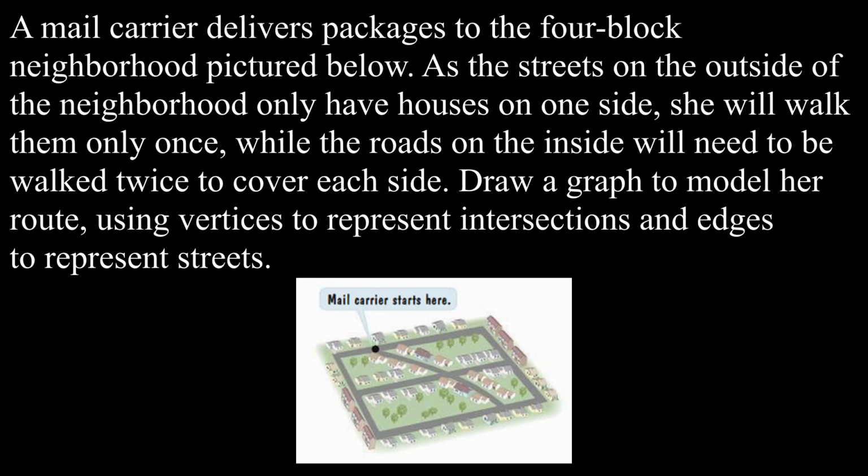We have that a mail carrier delivers packages to the 4-block neighborhood pictured below. As the streets on the outside of the neighborhood only have houses on one side, she'll have to walk them only once, while the roads on the inside will need to be walked twice to cover each side of the road. What we want to do here is draw a graph to model her route, using vertices to represent intersections and edges to represent streets.